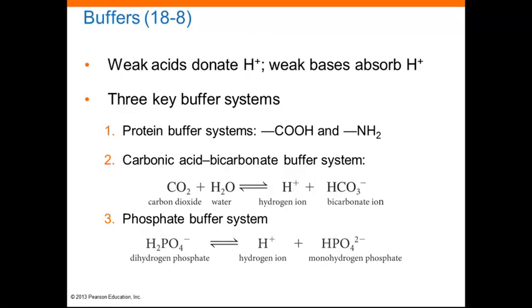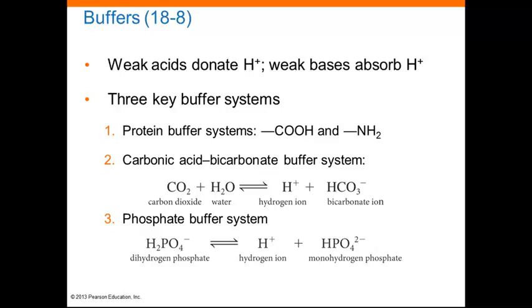Acids produced in the course of normal metabolic operations are temporarily neutralized by buffers in the body fluids. Buffers are dissolved compounds that can donate or remove hydrogen ions so they can act as a weak acid or a weak base and stabilize the pH of a solution. There are three key buffer systems in the human body.